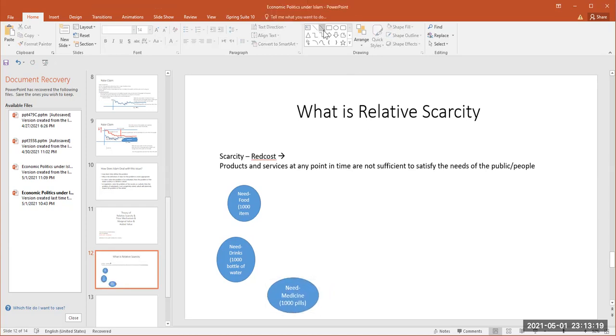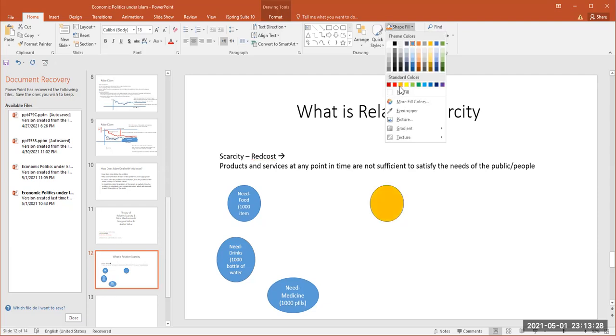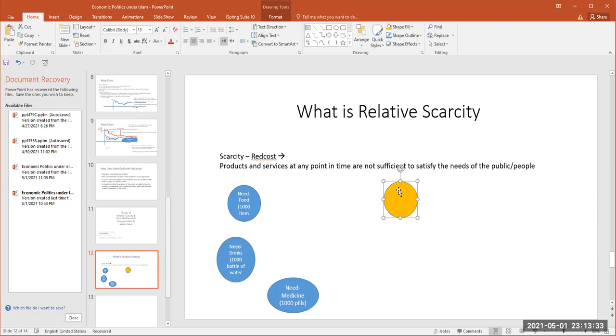This on one side, and here on the other side, let me put in gold. And actually, let me do it as a square. Let's say I have 900 food items, 900 drinks. Make this 800. And make this, for example, I'm just saying, 700 pills.